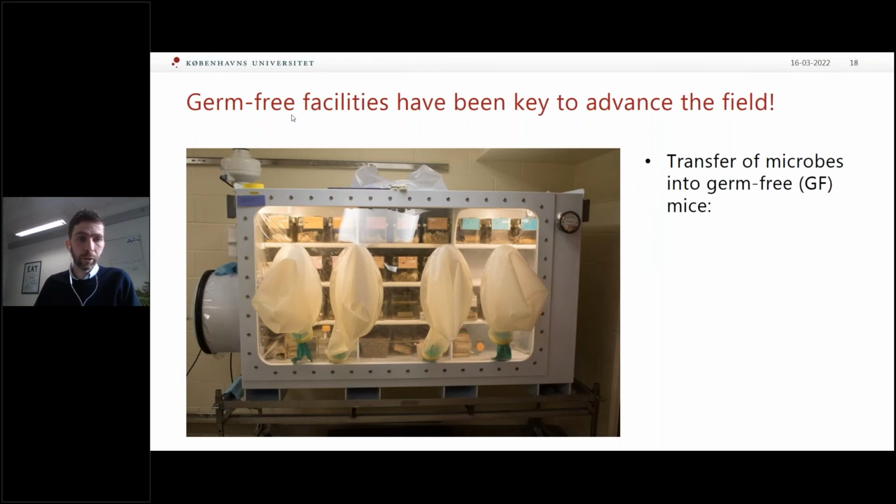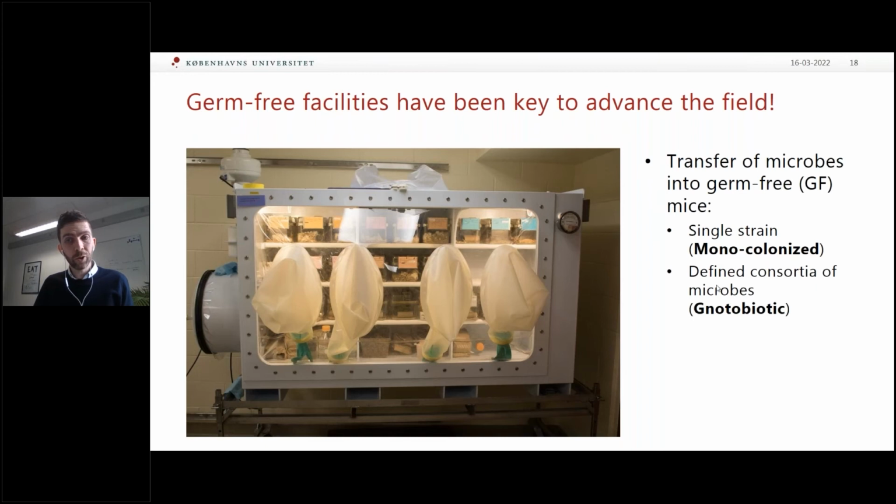And the key thing is that these germ-free mice, typically, are mice that live in sterile environments, so environments where there are no microbes. And what typically is done is that either a single strain is introduced into a mouse, then the mice are called monocolonized. We can also introduce defined consortia of microbes, so multiple strains. These mice are typically called gnotobiotic models. We also can introduce whole human donor material. So in that case, they are sometimes called humanized mice.